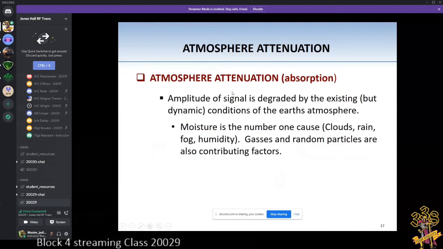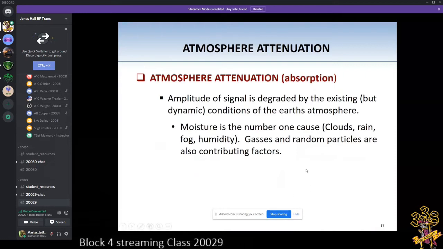Atmosphere attenuation is sometimes called atmosphere absorption. It's when the amplitude or the strength of your signal is degraded by the conditions of the Earth's atmosphere. Now, the conditions of the Earth's atmosphere are continually changing. So sometimes atmosphere attenuation is worse than other times. The number one cause of atmosphere attenuation is moisture.